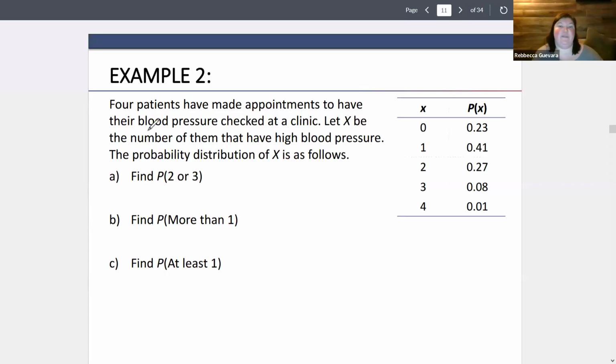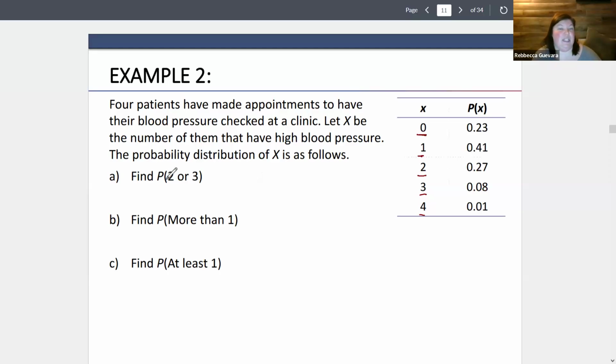Okay, so 4 patients have made appointments to have their blood pressure checked at a clinic. We're going to let X be the number of them that have high blood pressure, and the probability of X is as follows. The probability that 0 of my 4 patients have high blood pressure is about 23%. The probability that 1 has high blood pressure is 41%. The probability that 2 have high blood pressure is 27%. The probability that 3 have it is 8%. And the probability that 4 have it is 1%.